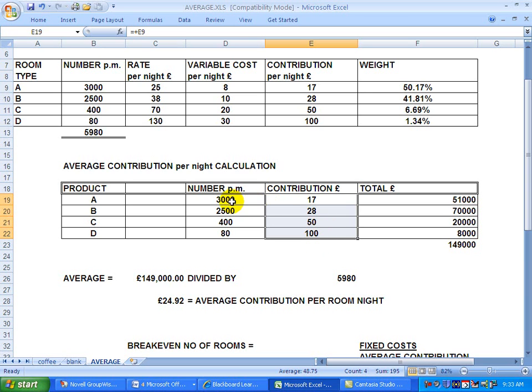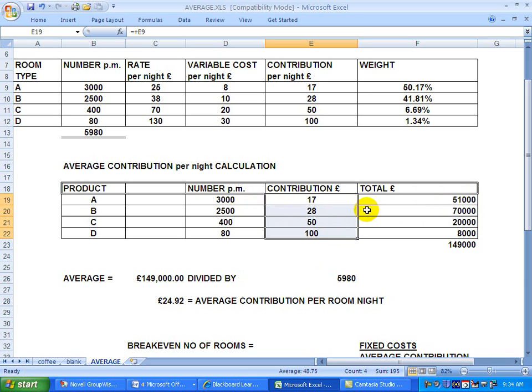And of course you can see here type A, the cheap rooms, we sell a lot of those, so the contribution from that type of room is going to have more importance than the contribution from the expensive room, although that's much bigger, but we don't sell many of those rooms, so that contribution is not going to be as important in the average. So all we do to do a weighted average, we multiply the number of rooms times the contribution, and that gives us a total.